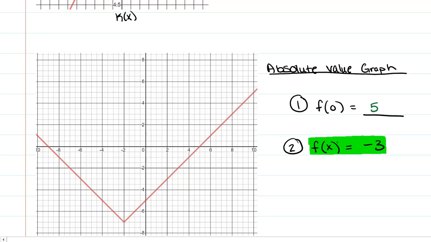So let's go find the output of negative 3. So on the y-axis, that's going to be right there. I have to go find where that is on my graph. And I notice I have graph or function both to the left and to the right. So here and here. So I have two solutions. X can be negative 6 and 2. Meaning when the input is negative 6, I will always get negative 3 as the output. When the input is 2, I will always get negative 3 as the output.